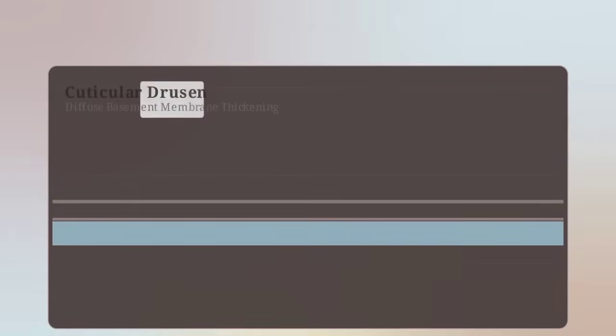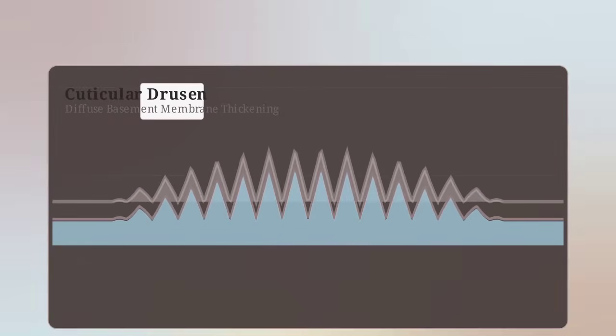It is not an isolated sub-RPE deposit. Instead, it is a diffuse thickening of the RPE basement membrane itself. This membrane thickening produces the pathognomonic sawtooth pattern on an OCT scan. Those sharp, jagged peaks are the definitive architectural biomarker for cuticular drusen.